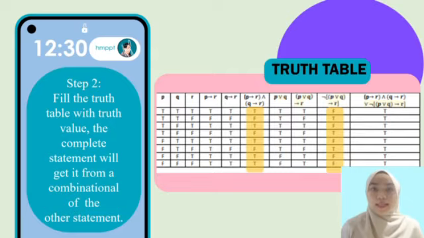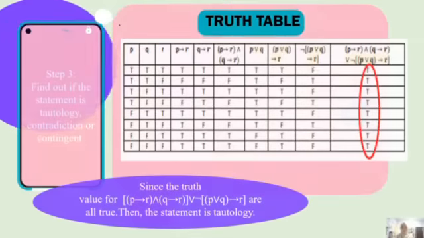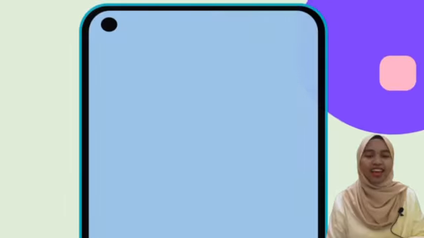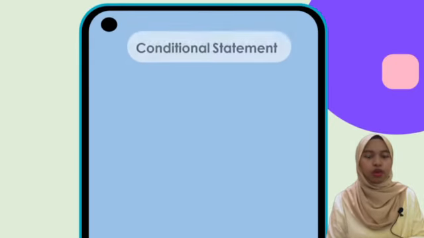Next, for the second step, fill the truth table for each of the statements with truth values and the complete statement, which has been gathered from the two combination statements that I have highlighted, which are statements 3 and 6. Now, we already can find out the answer. As we can see, since the truth values for the statement that is given are all true, then the statement is a tautology.